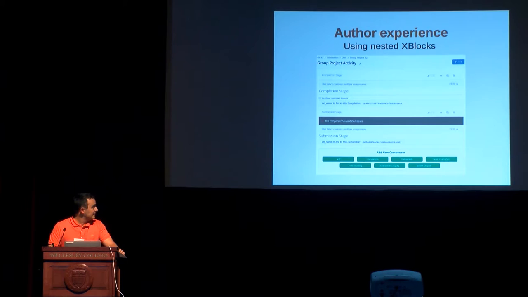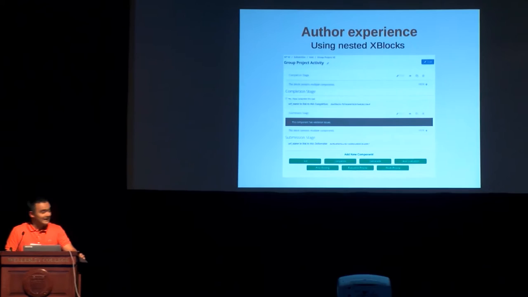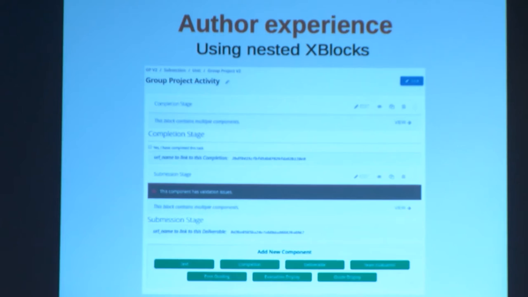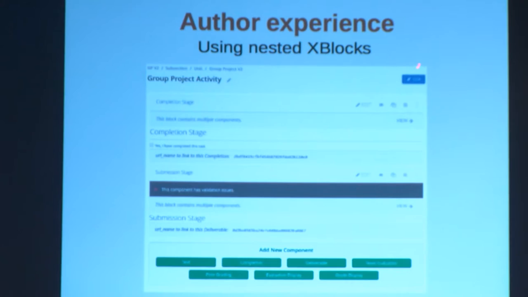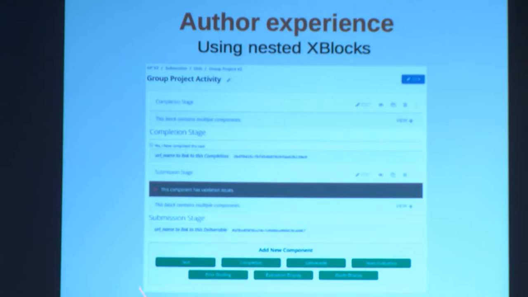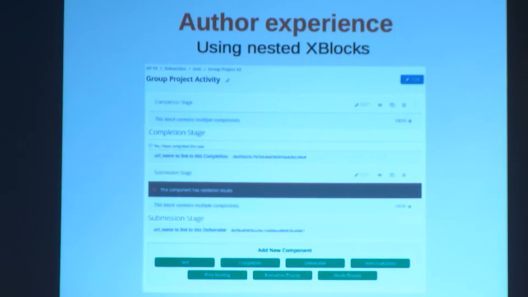I was told that this screenshot is a little bit busy, so I'm going to explain it a little bit more. By existing Studio features, I mean that there are those edit buttons that allow configuring XBlocks, and delete buttons. Do we have some laser pointer here? Yeah, we have. So edit buttons, delete buttons. Drag and drop, so it allows rearranging blocks, and this big one, add new component, which allows adding XBlocks using the Studio interface.